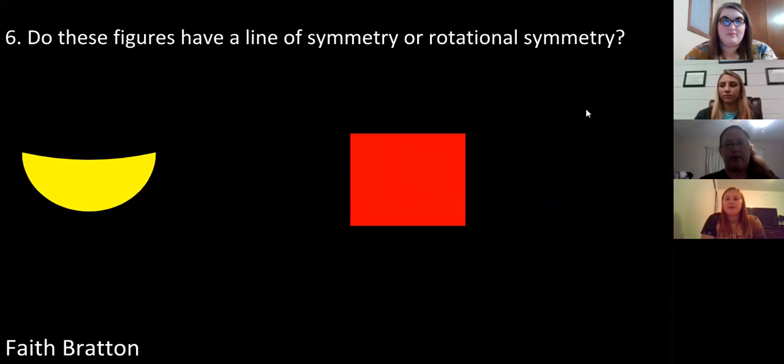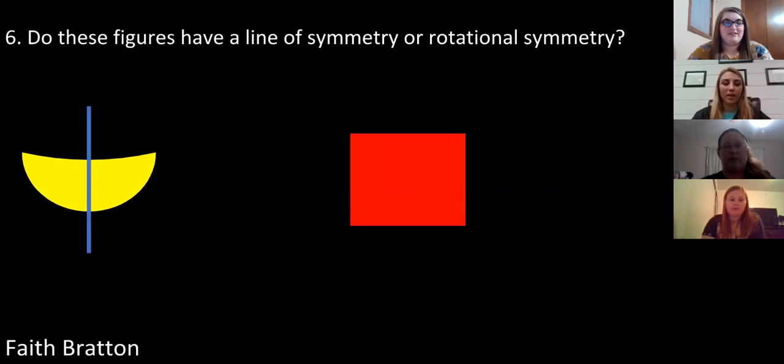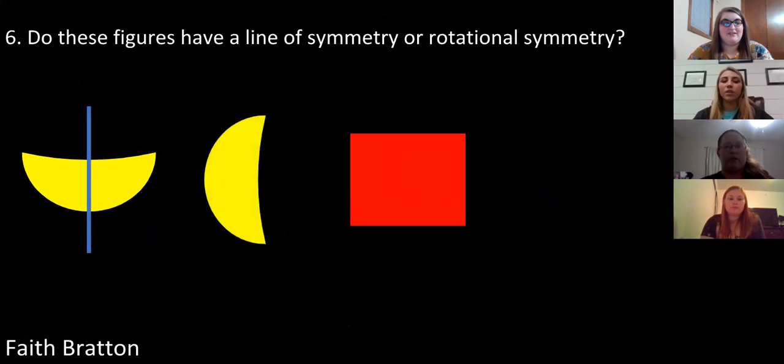Hey, Faith, do these figures have a line of symmetry or rotational symmetry? On mute again. Okay. With this first figure, we're showing half a circle. We'll ask ourselves, does this figure have a line of symmetry? Yes, it does have one line of symmetry, as you can see right down the middle. But does it have rotational symmetry? No, this figure does not have rotational symmetry because when it is rotated, it looks like a half moon. It is not the same figure as it once was, so no, it does not have rotational symmetry.